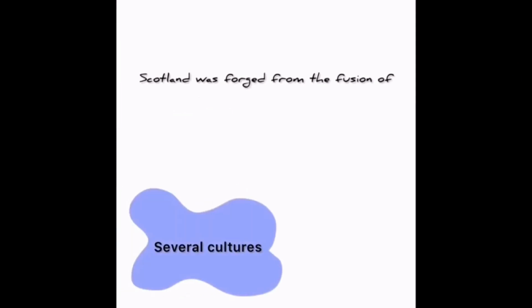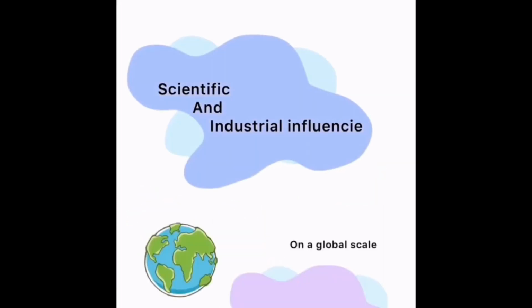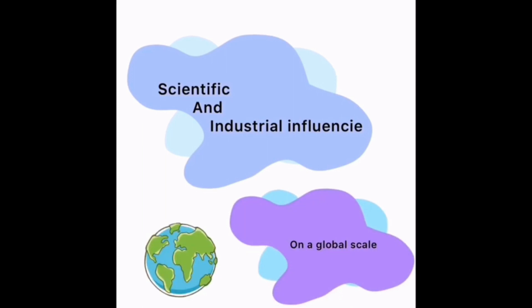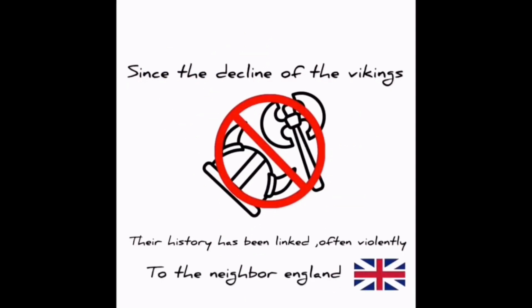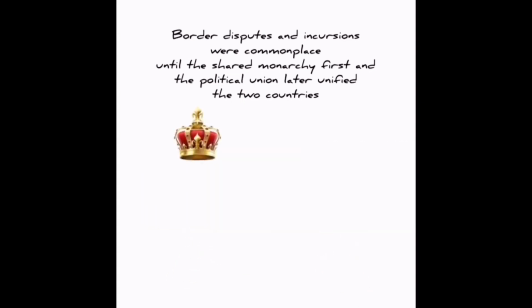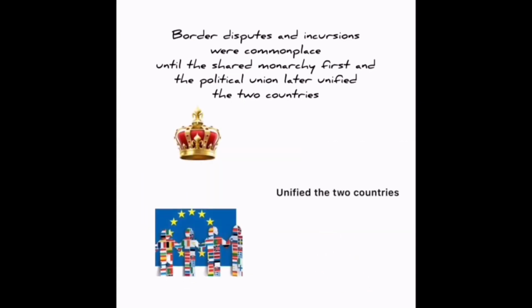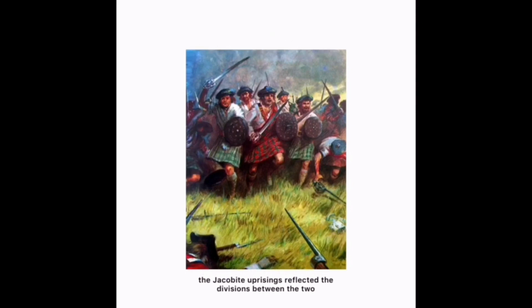Scotland was formed from the fusion of several cultures, achieved great cultural, scientific, and industrial influence on a global scale. Since the decline of the Vikings, its history has been linked, often violently, to northern England. Border disputes and incursions were commonplace until the shared monarchy first and the political union later unified the two countries. But even then, the Jacobite uprisings reflected the divisions between the two.